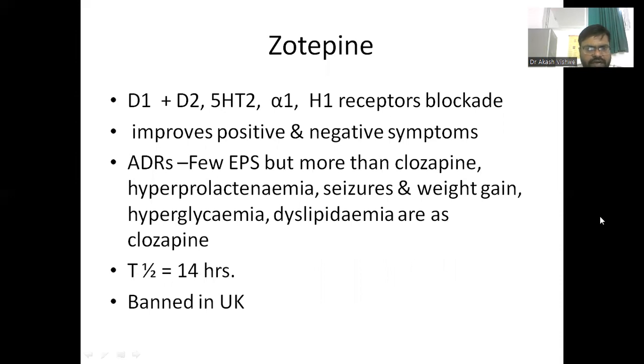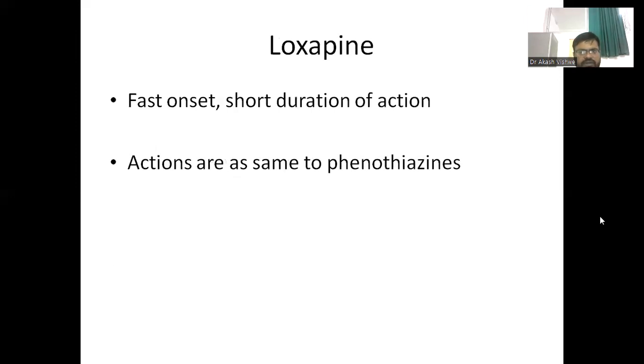Zotepine: D1 plus D2, 5-HT2, alpha 1, H1 receptor blocker. Improves positive and negative symptoms. ADRs: few EPS but more than clozapine. Hyperprolactinemia, seizures and weight gain. Hyperglycemia, dyslipidemia, as with clozapine. T-half is 14 hours. It's actually banned in the UK.